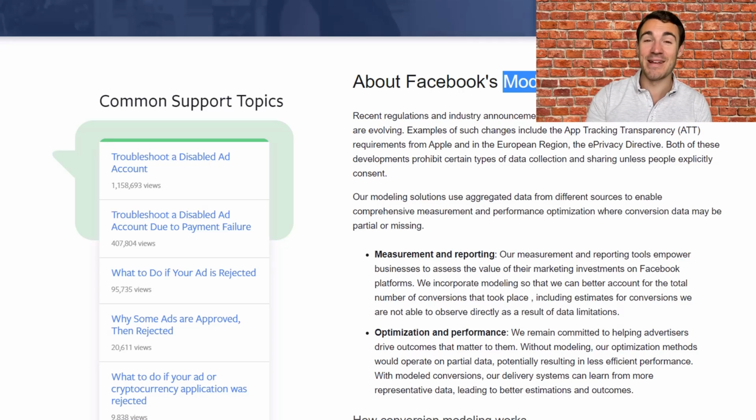I know that gets really complicated. I'll include a link in the video description below to a video all about Facebook pixel setup and all that sort of stuff, because I think you're going to maybe need to tie this into some of that.